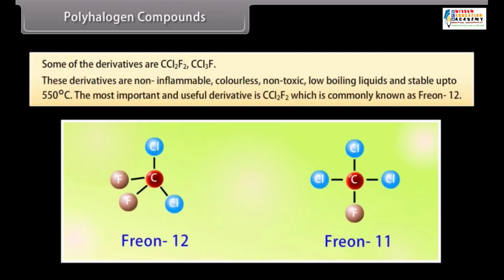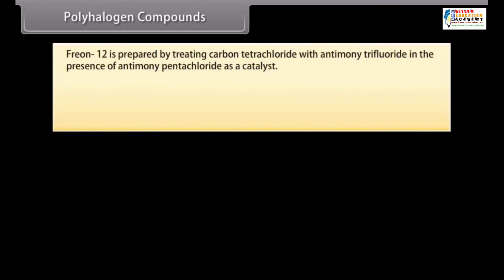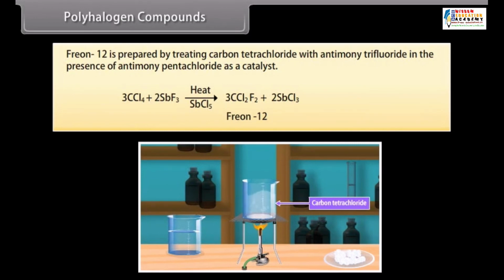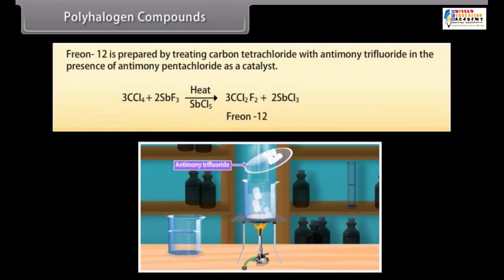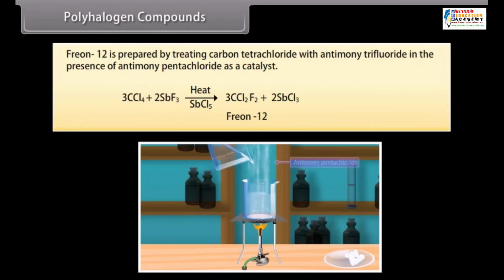These derivatives are non-inflammable, colorless, non-toxic, low boiling liquids and stable up to 550 degrees Celsius. The most important and useful derivative is CCl2F2, which is commonly known as Freon 12. Freon 12 is prepared by treating carbon tetrachloride with antimony trifluoride in the presence of antimony pentachloride as a catalyst. In a tetrachloride solution, mix some antimony trifluoride in the presence of antimony pentachloride, and then Freon 12 is produced along with antimony trichloride.